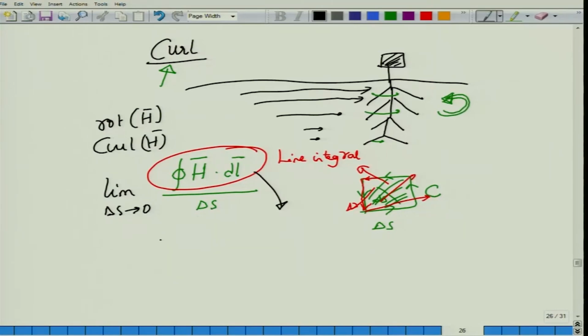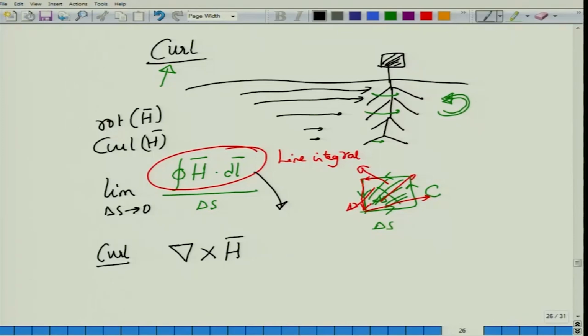Unfortunately for us, the expressions for this curl are not so simple, and in fact you can show that the curl of the field in the Cartesian coordinate system can be given by taking the del operator and taking the cross product of the del operator with respect to the field H, okay. So this is your curl operation, this is a point operation, as the divergence operations are.